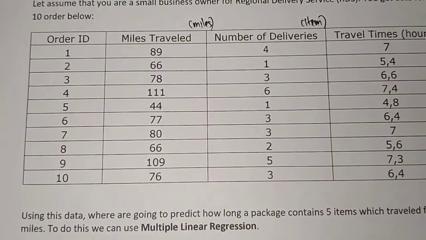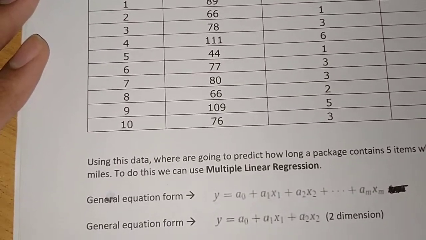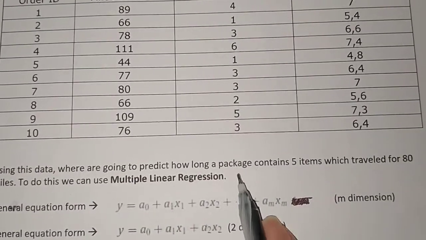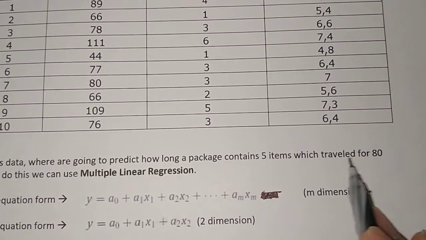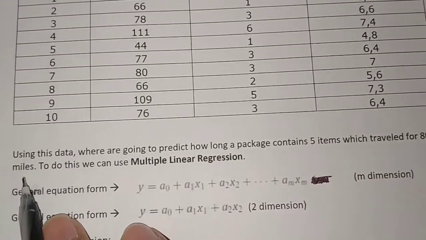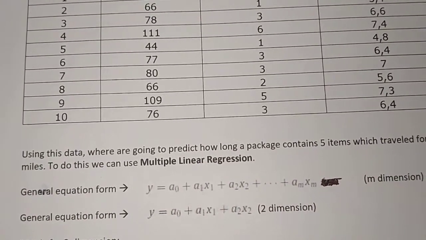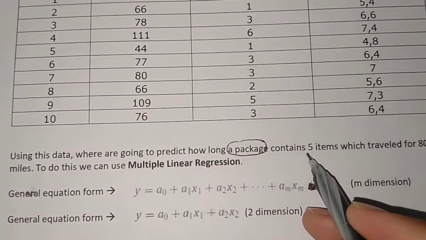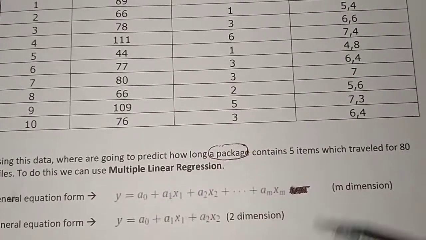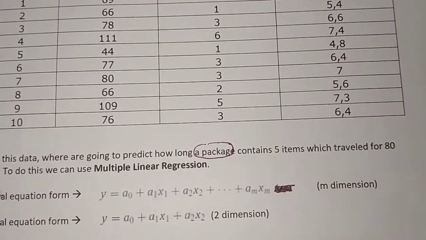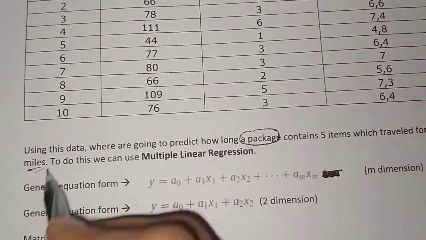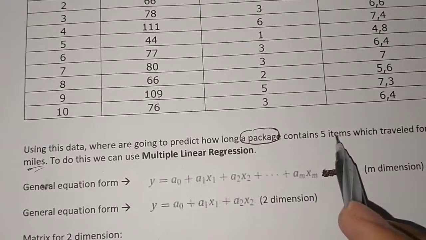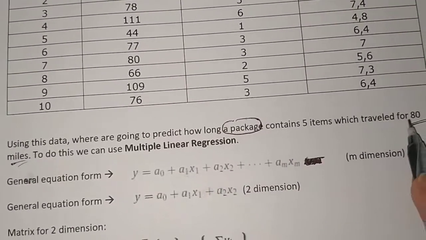Okay, so the question is, by using this data, we are going to predict how long a package containing 5 items which travels for 80 miles will take. So we are going to predict how long a package that contains 5 items, where the delivery distance between your company and the receiver is 80 miles, will take. So we are going to make a prediction for 5 items and 80 miles.